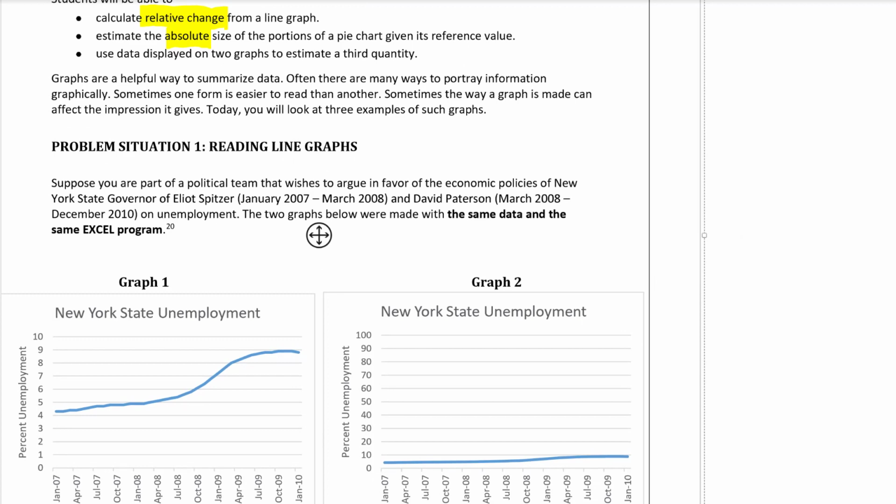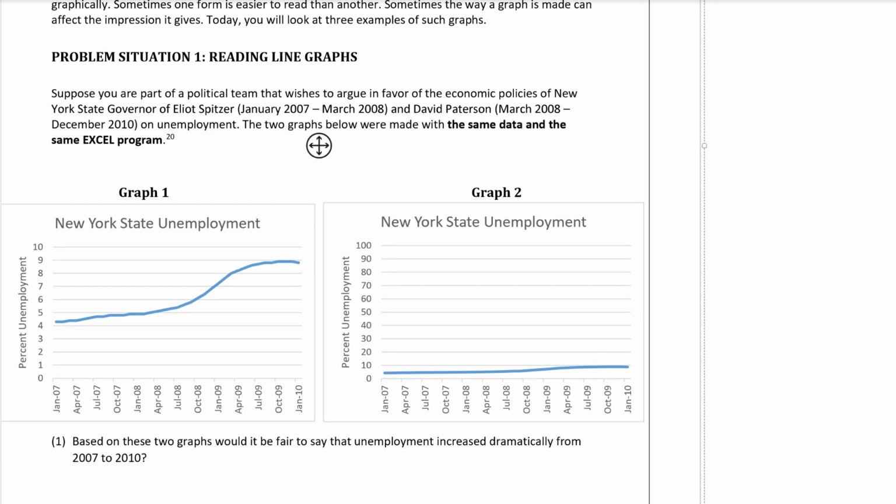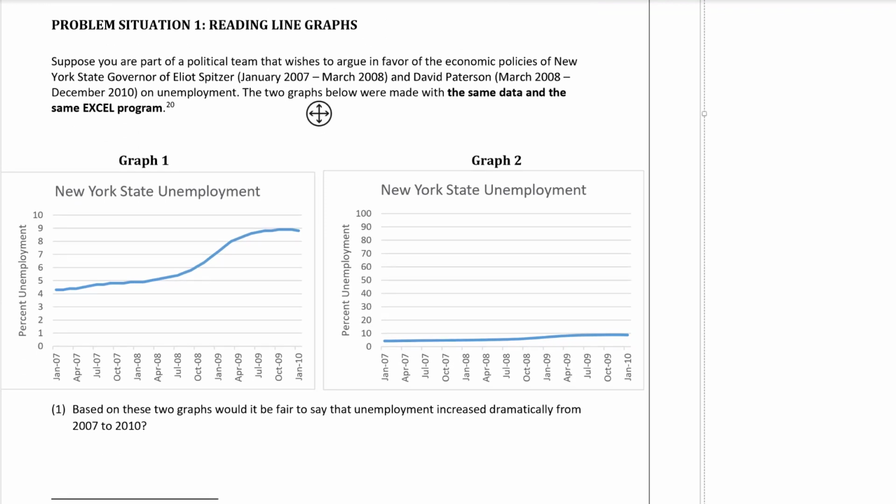So let's look at problem situation number one. Suppose you're part of a political team that wishes to argue in favor of the economic policies of New York State Governor Elliot Spitzer, who was a governor for a short period of time, and David Patterson also was a governor of New York State for a short period of time. I want to look at the policies on unemployment and see how the data changed. So here are the graphs that were created using the same data.